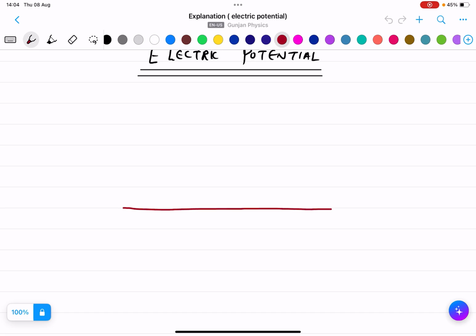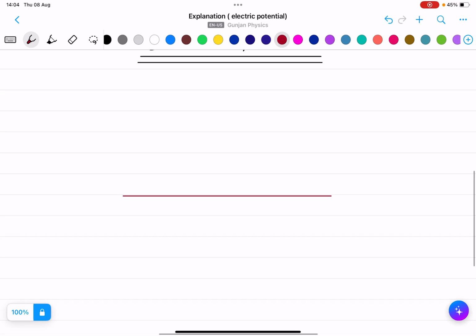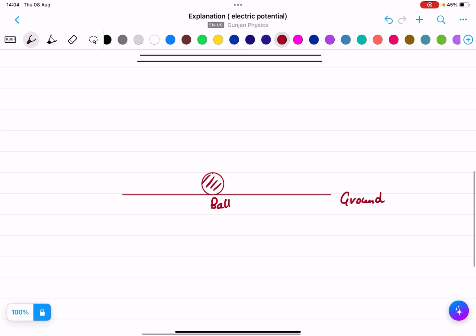Suppose this is a ground, and this is a ball. I'm just throwing this ball upwards. So now the position of the ball is this one.